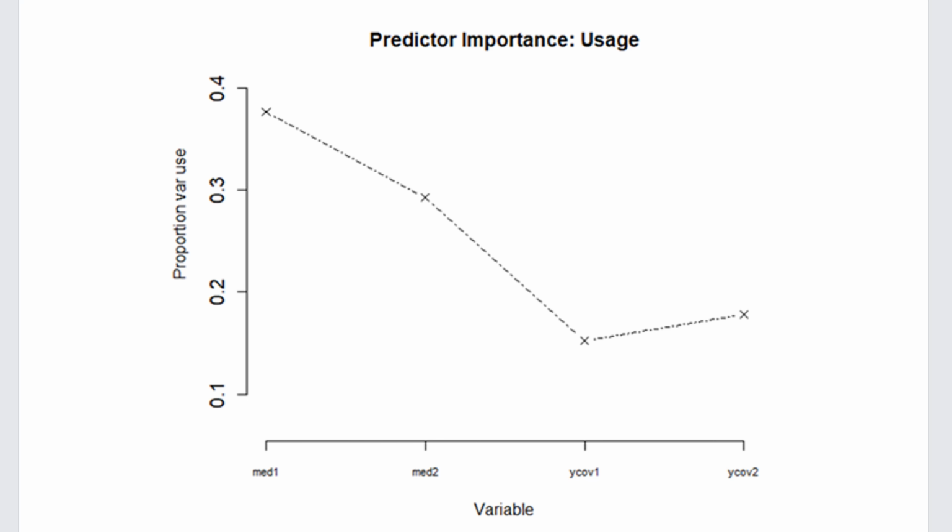This is a plot of the predictor importance produced by the program. In this case, the first mediator was the most important, appearing in almost 40% of the branches.